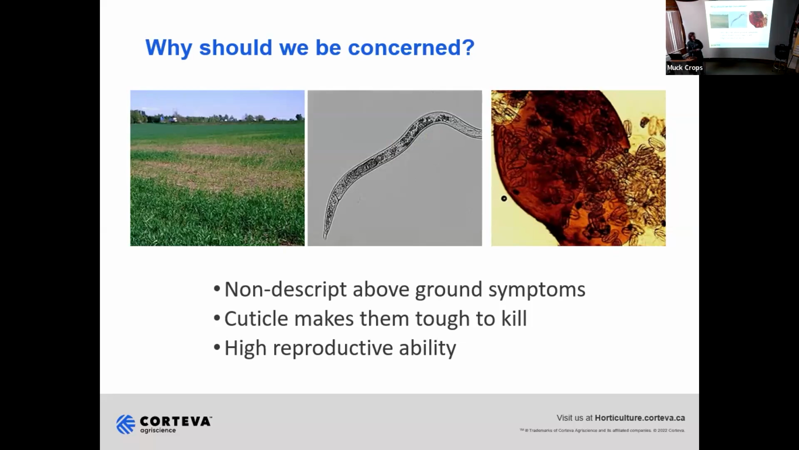The other fun fact, nematodes have a very, very thick cuticle, which makes them tough to kill. They are also very, very reproductive. You can have at least 500 little nematodes in one egg sac.